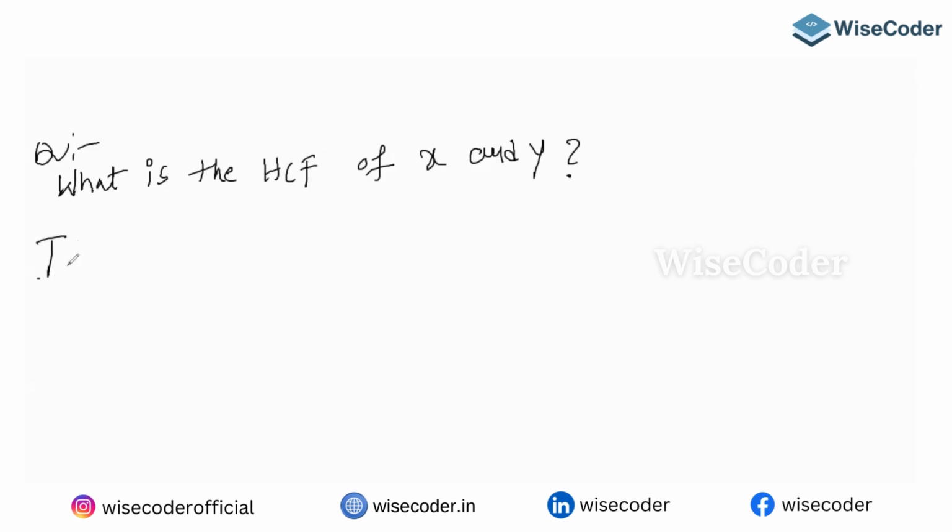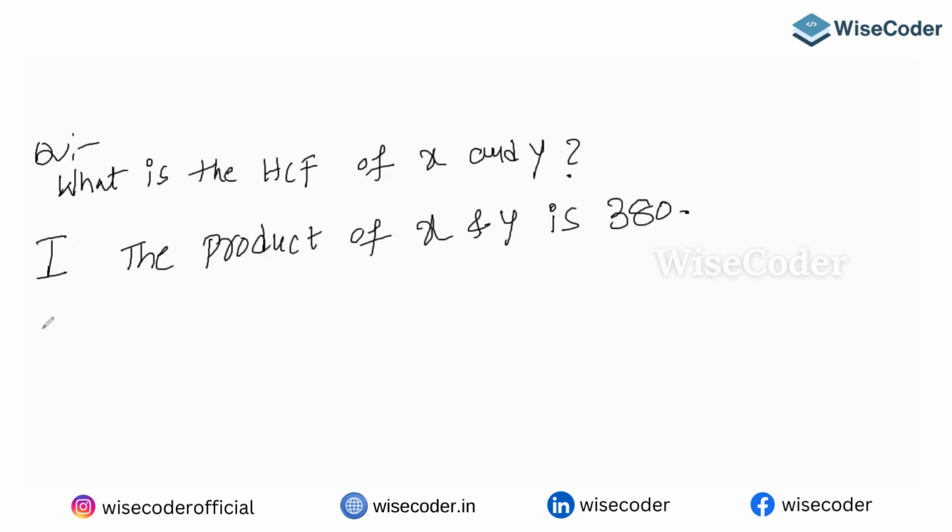Your statements are: statement number 1, the product of X and Y is 380. Statement 2, X and Y are co-primes. X and Y are what, guys? Co-primes.